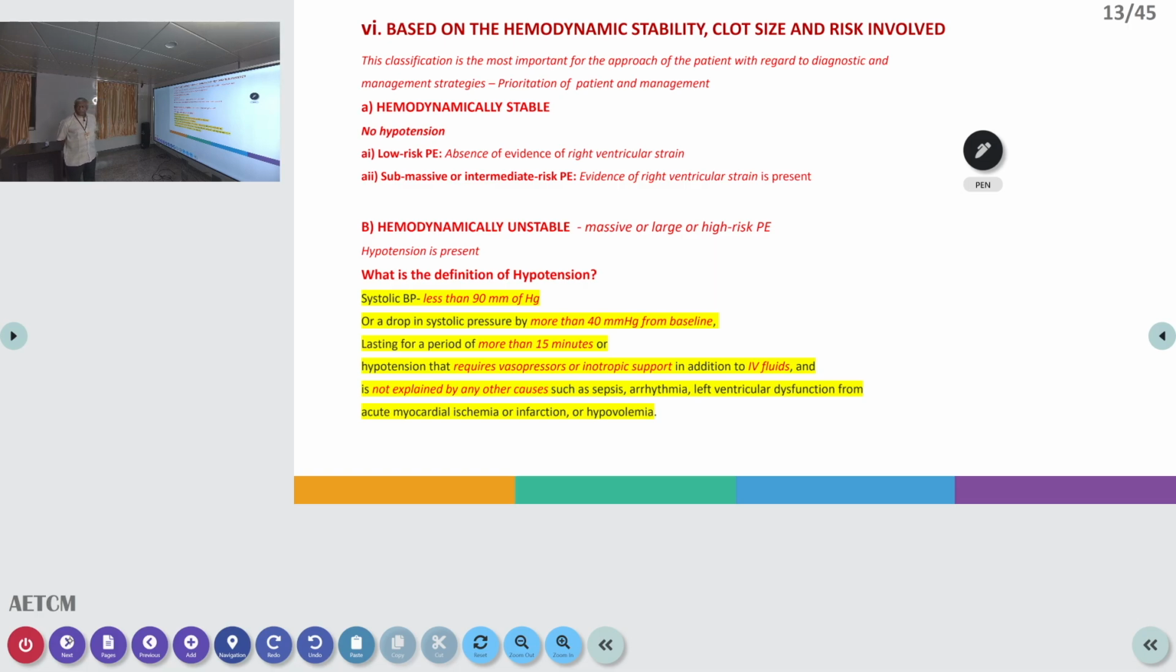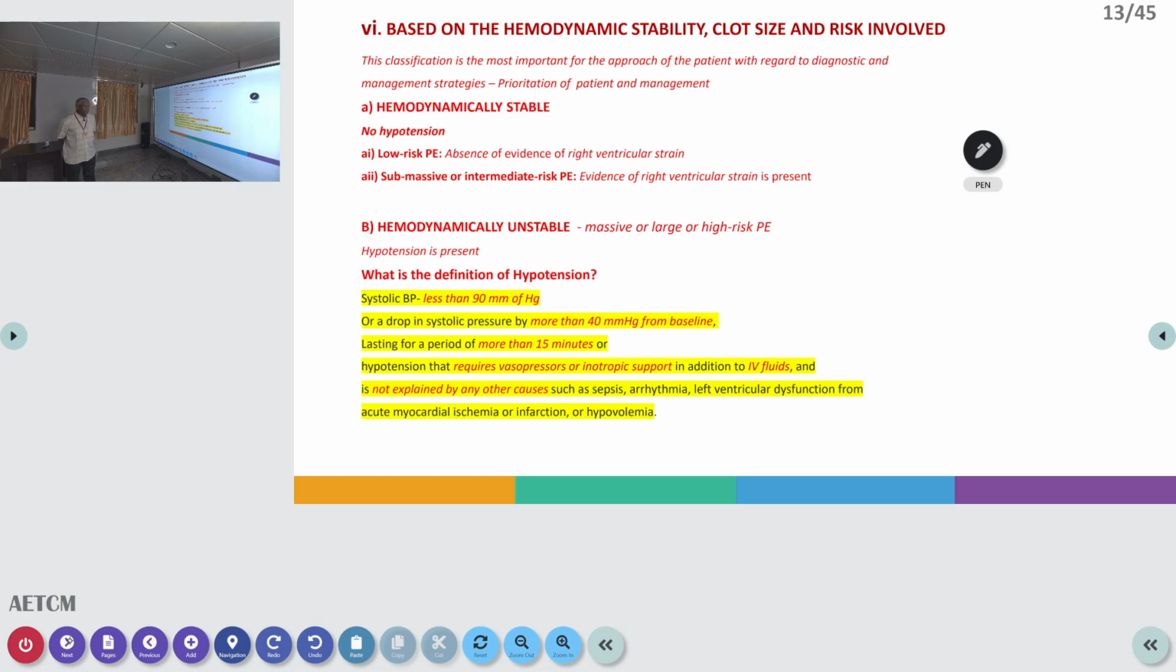The most important classification of pulmonary embolism is based on hemodynamic stability. There are two types. When the patient is received in the emergency department, the first thing you have to assess is whether the patient is stable or hemodynamically unstable. Here hemodynamic instability means something a little different from other unstable patients. Remember, the hemodynamic instability is because of low blood pressure.